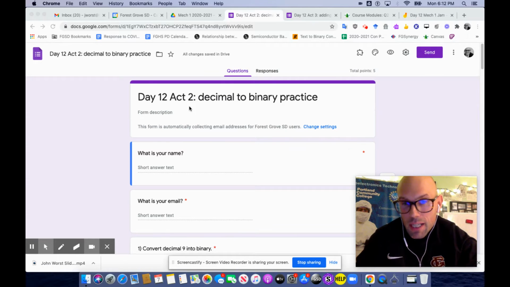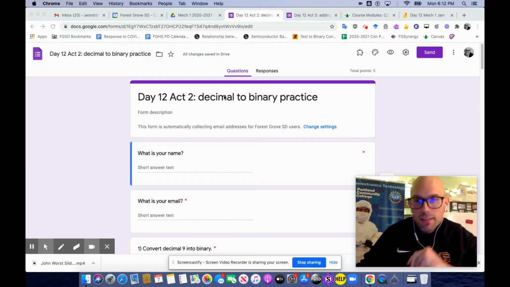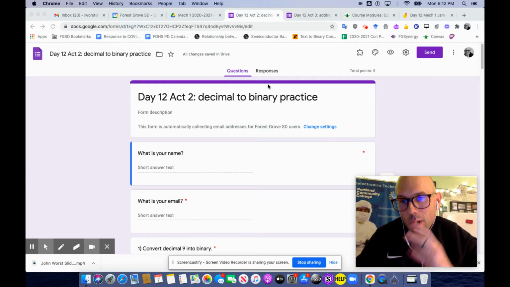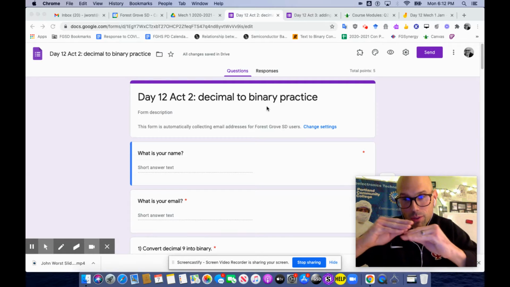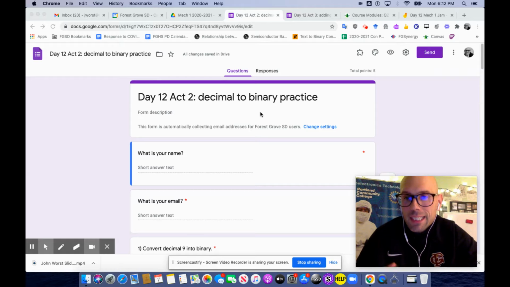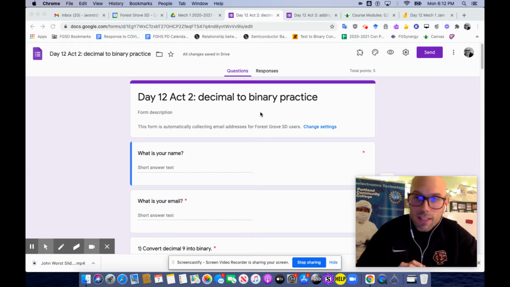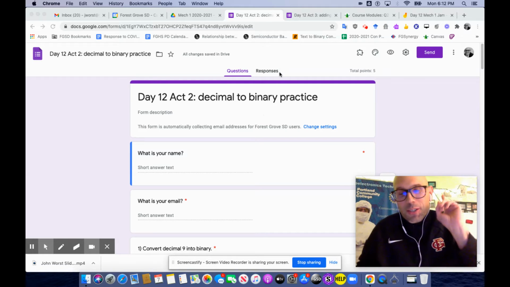So Act 2, Day 12. We're doing some review on decimal binary stuff because binary is robot math. And we're doing digital systems now, like a 30,000 foot view of digital systems. It's really nice to know binary going into it. Just kind of like counting 1, 2, 3, 4, 5, 6, 7, 8, 9, 10, it'll be really good if you're like 0, 1, 1, 0, 1, 1, 1, 0, 0. You just got it. Okay.